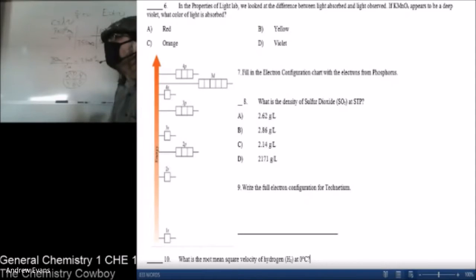5s2, and now I need to count 4d. 1, 2, 3, 4, 5. 4d5. Everything else is just working my way across. The big difficulty is 4d, 5s2, 4d5, and we stop right at technetium. If I had said ruthenium, it would have been 4d6. And I'm just working my way across. If I've labeled this, that's S, that's P, that's D.